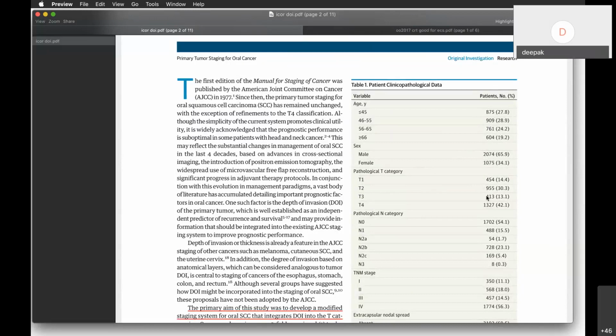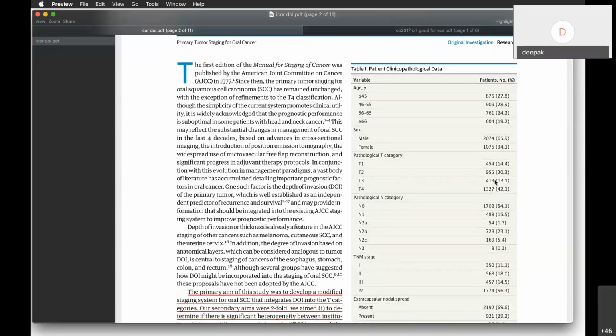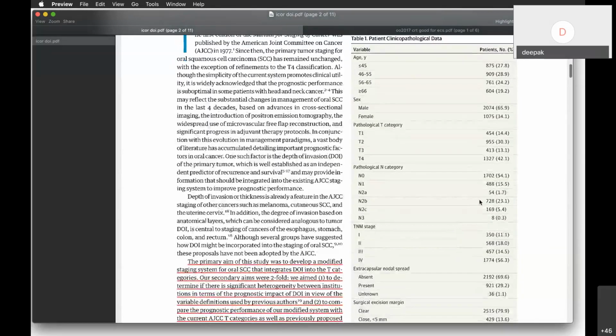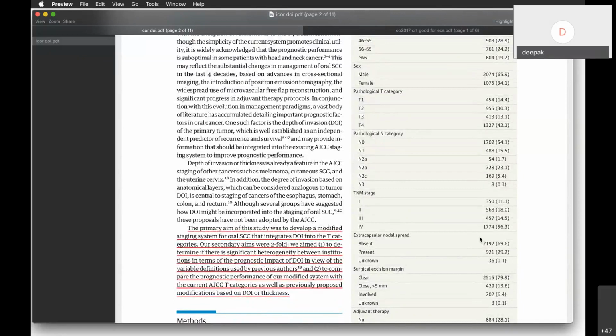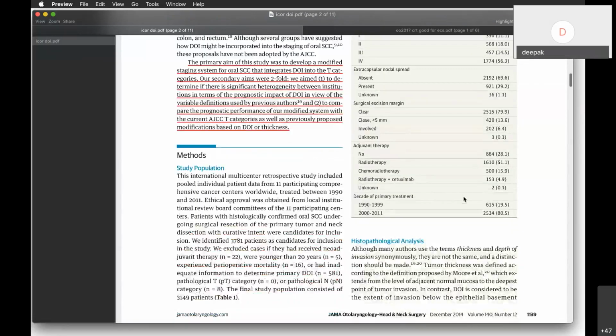And when you look at the pathological grading, the T2 and T4 patients were higher than the T1 and T3 patients, and a majority of the patients were N0. And if you look at the category of the TNM stage, a majority of the patients... quite acceptable and did not seem to have a bearing on the depth of invasion.